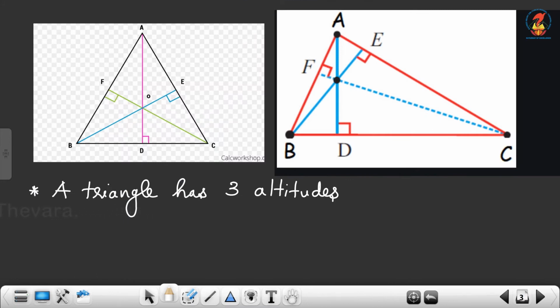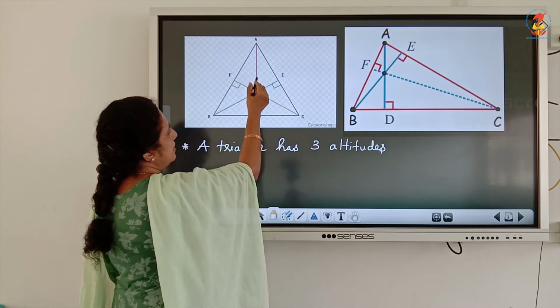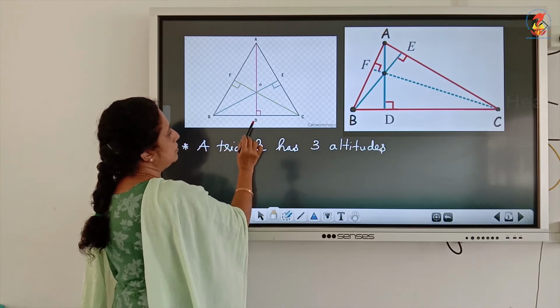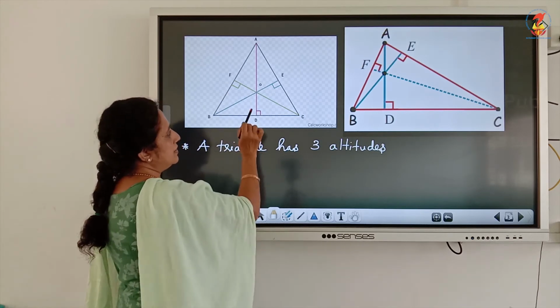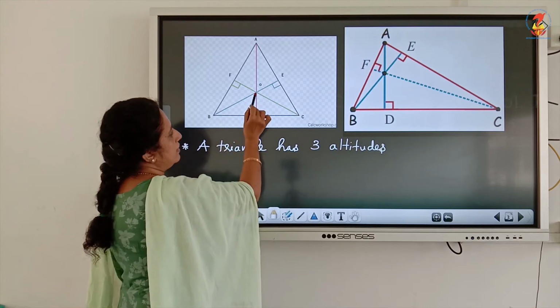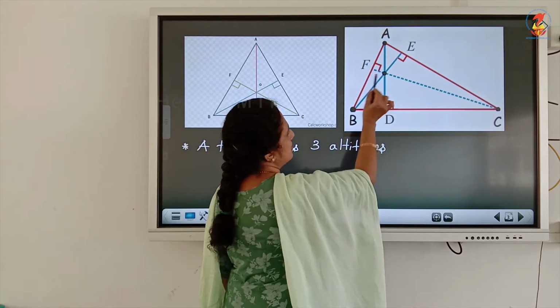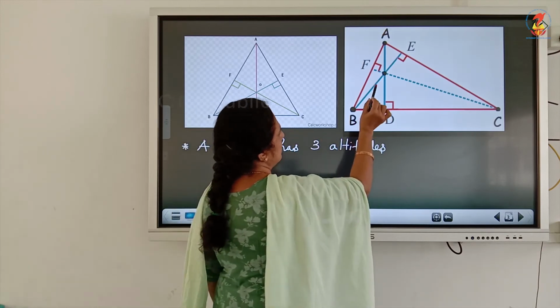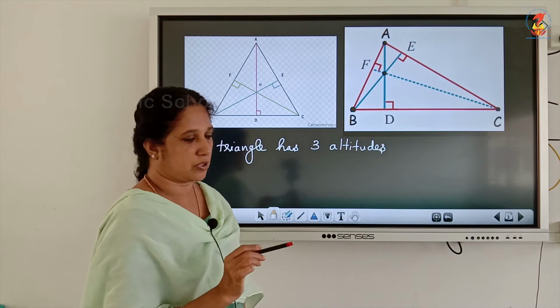Now we can draw the three altitudes in one figure. We have already seen that. Now look at this figure, triangle ABC: AD is one altitude, BE is another altitude and CF is another altitude. And the three altitudes meet at one point, represented by the letter O. The name of the point is orthocenter.